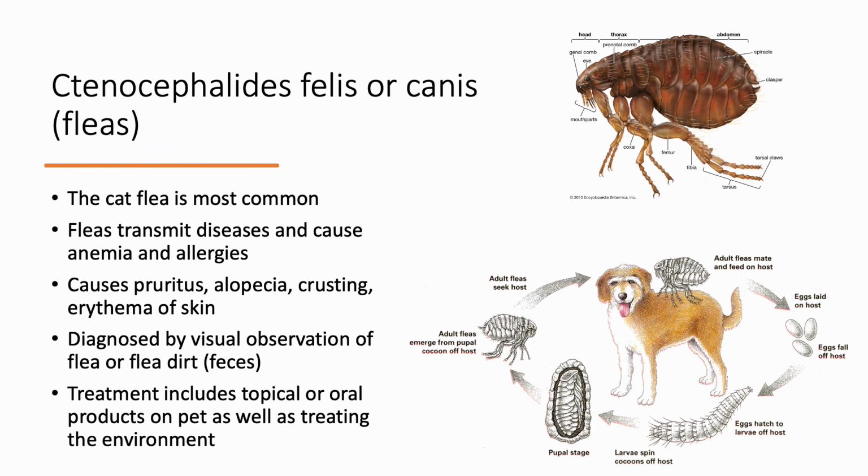We diagnose fleas by visual observation. So if we see the flea, then we have a diagnosis. We also can make a diagnosis if we find the flea dirt, which is flea feces left behind on the animal. Treatment includes either a topical or oral product on the pet and also treating the environment. And we'll cover some of the flea treatments at the end of the ectoparasites.